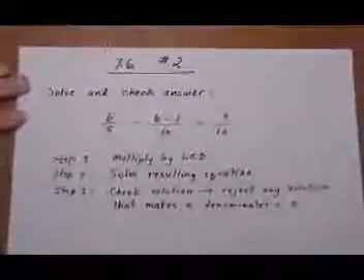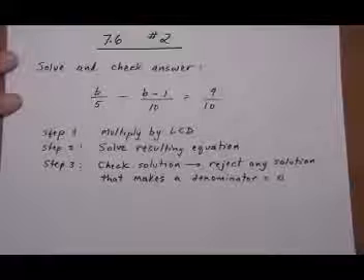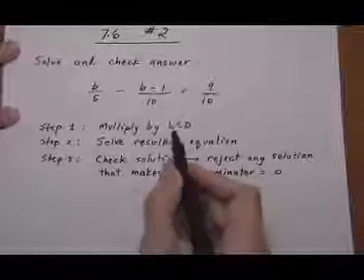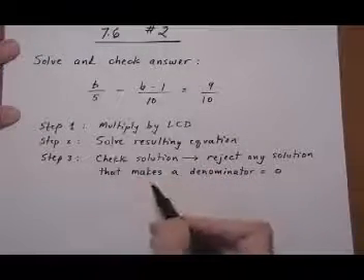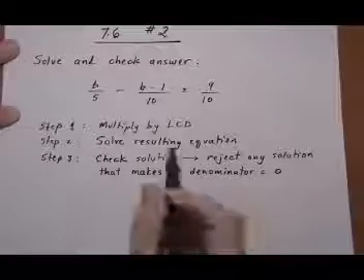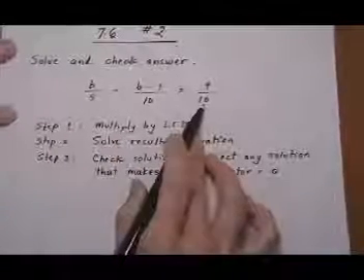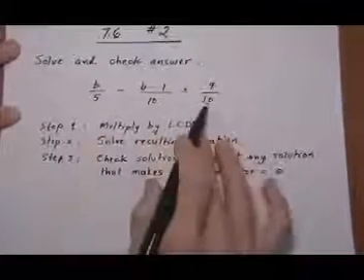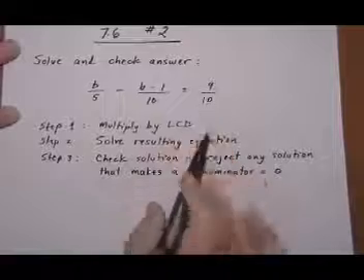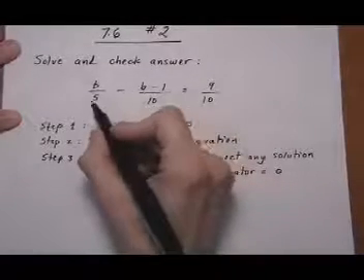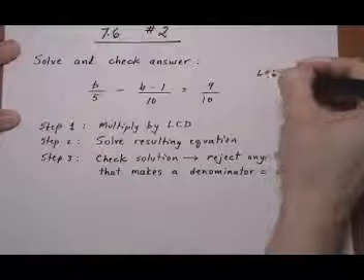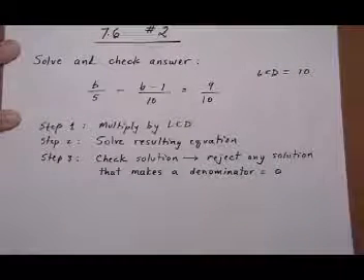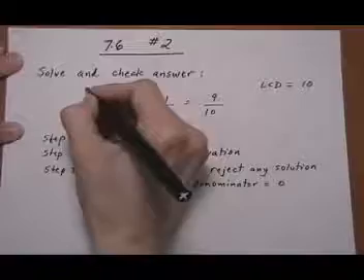All right, let's try out another one. 7.6, number 2. And we're going to use the exact same steps here. Multiply by the LCD, solve the resulting equation, and then check the solution. And again, we have no variables in the denominator here, so we don't have to worry about a solution that's going to make a denominator go to 0, because the denominators are constant terms, constant numbers. Okay, so the LCD would be 10. So let's multiply both sides of our equation by 10.